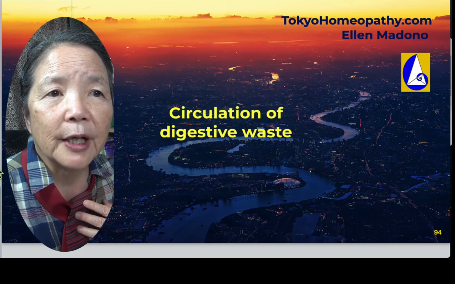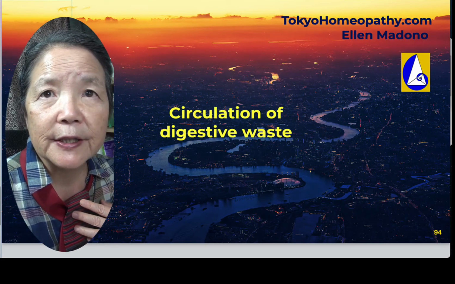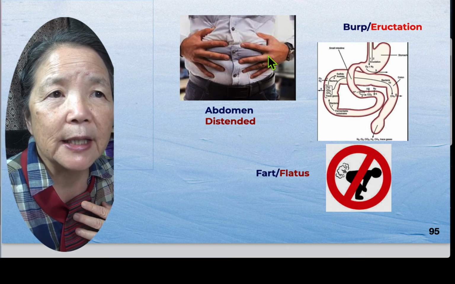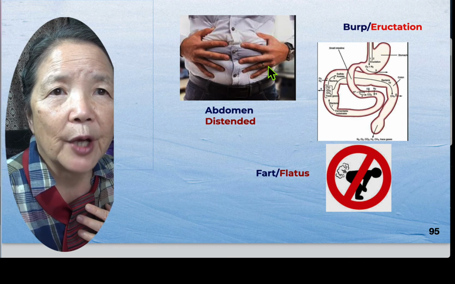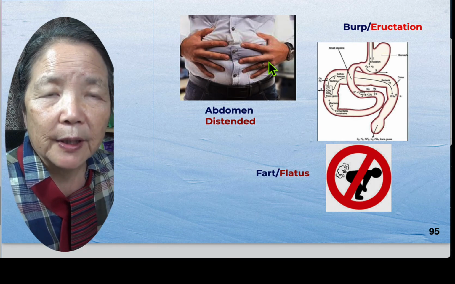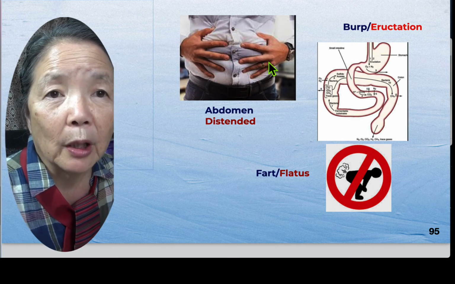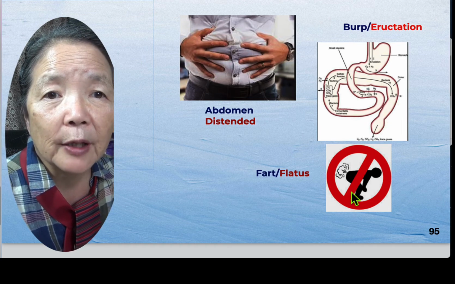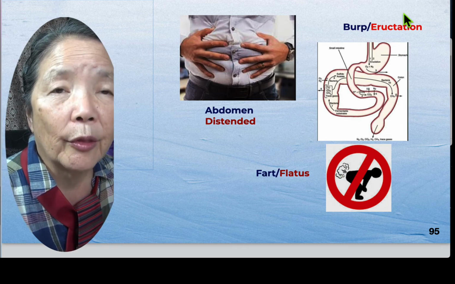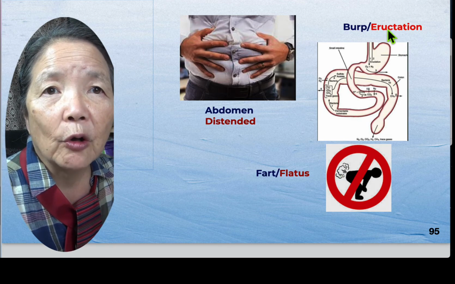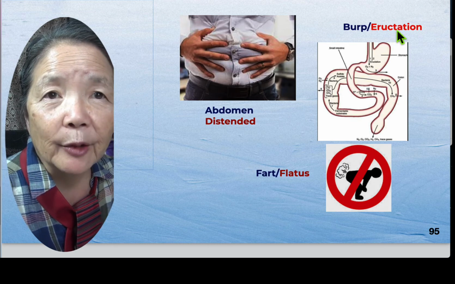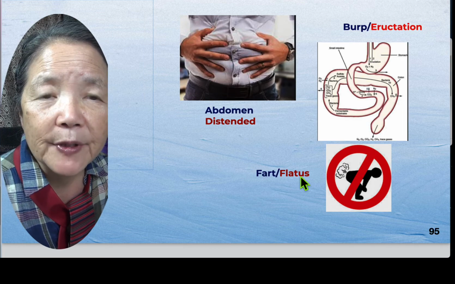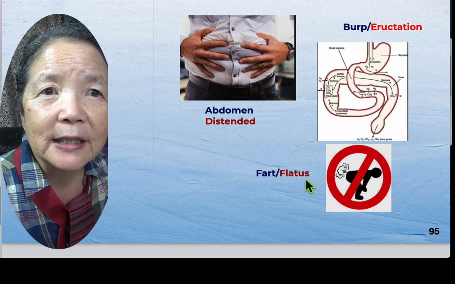So the third kind of circulation is the digestive waste. One thing he's looking at is the distended abdomen. If you have a lot of gas in your system, that is, your digestion is not going very well, it's usually a liver problem, then the gas either comes out from the bottom or from your mouth. The one from your mouth is called, in homeopathy language, eructation. The opposite end is called flatus.